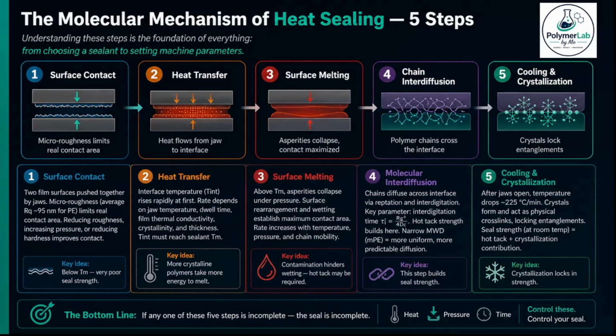Step 5, cooling and crystallization. After the jaw opens, the sealed area cools. In semi-crystalline polymers, which is most packaging films, the chains begin to crystallize. These crystals act as physical crosslinks. They trap the entanglements formed in step 4 and dramatically increase the strength of the bond. This is why seal strength measured at room temperature is always higher than hot tack strength measured right after jaw opening. If any of these 5 steps is incomplete, the seal is incomplete.